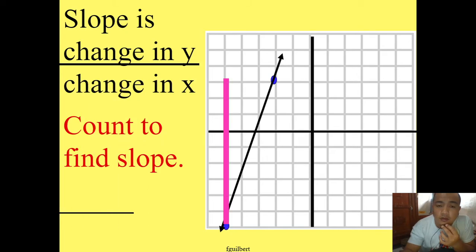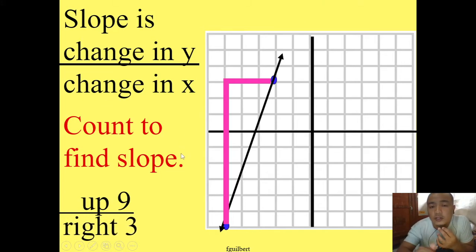Count the number of rise, which is 9: 1, 2, 3, 4, 5, 6, 7, 8, 9. How about the number of run? 1, 2, 3. Right 3. So it's going to the right direction. So the slope is 9 divided by 3. So the slope is 3 for this given line.